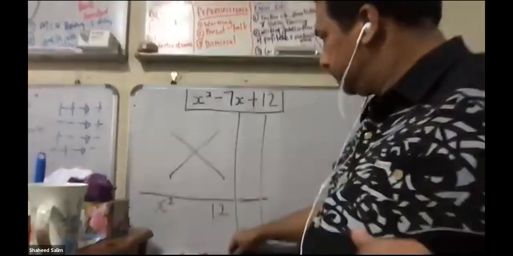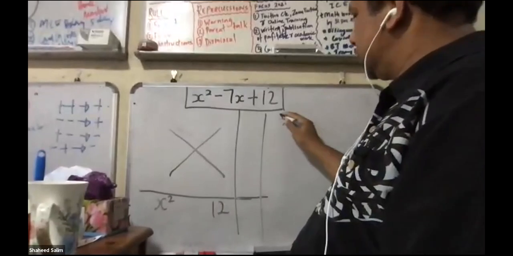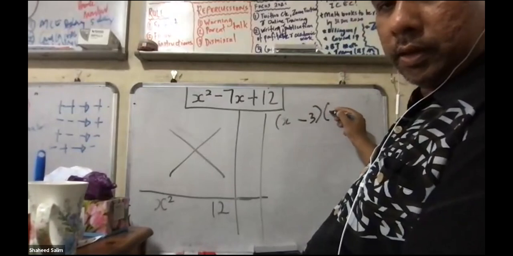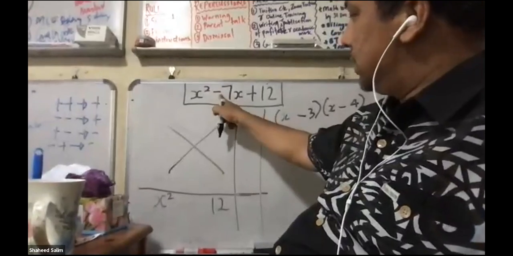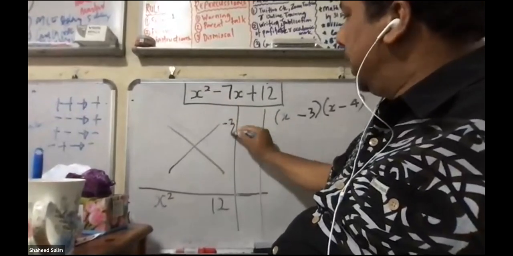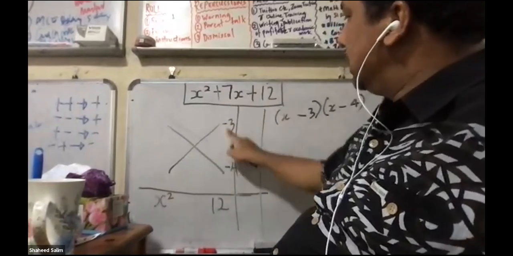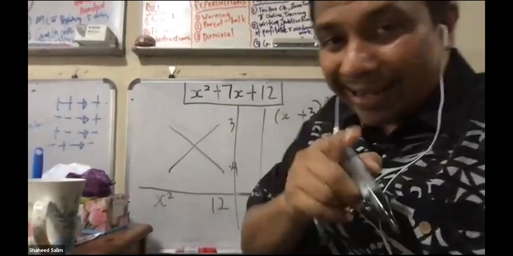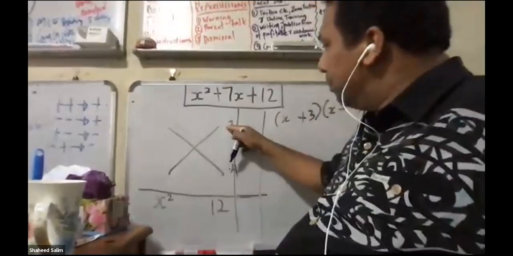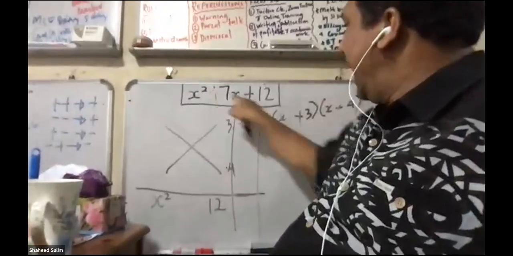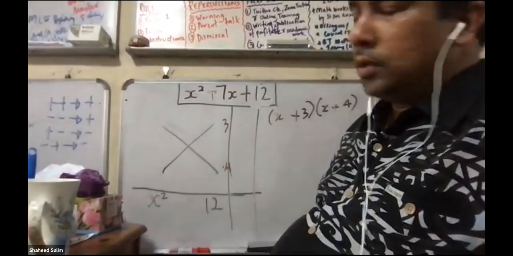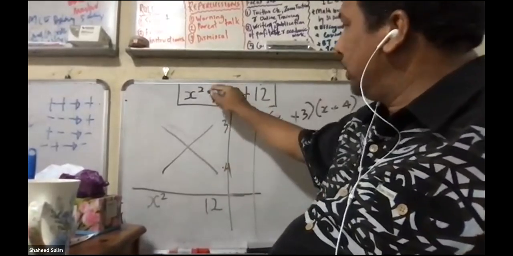Okay, what's your answer? X minus 3, x minus 4. Yeah, okay, well done. So you notice, if this one is minus, then the numbers here have to be minus. If I change it to plus, it becomes plus. You will get x plus 3, x plus 4. That is the clue now. You see now what numbers to use. If the end down here is plus and the middle is minus, the numbers are minus. If the middle is plus and the end is plus, the numbers are plus.